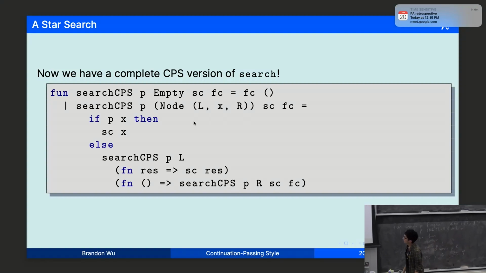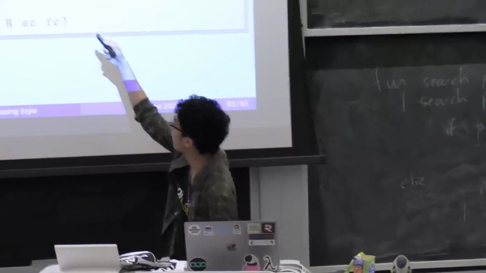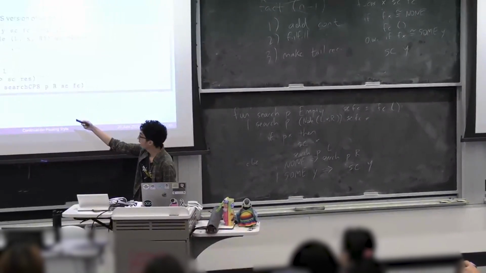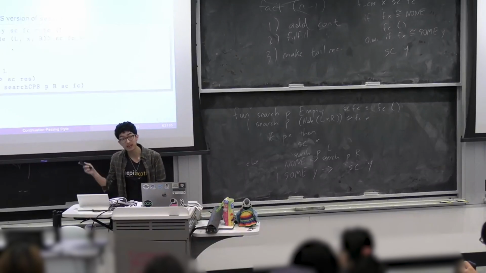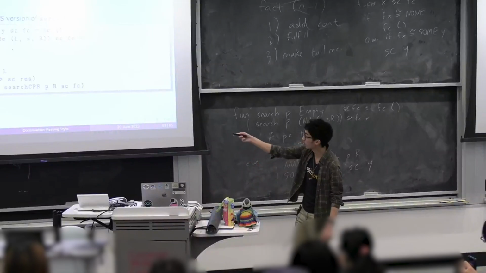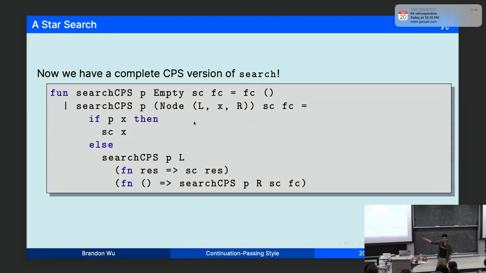When you're reading this code, think about it as: I didn't find it, bam, failure. All right, I call my failure function. If I do find it, bam, I call success. But otherwise, what do I have to do? I have to make a recursive call. But remember, in CPS, instead of making a recursive call and using that result, I make a recursive call and I put my next actions, what I do next, in my continuations.